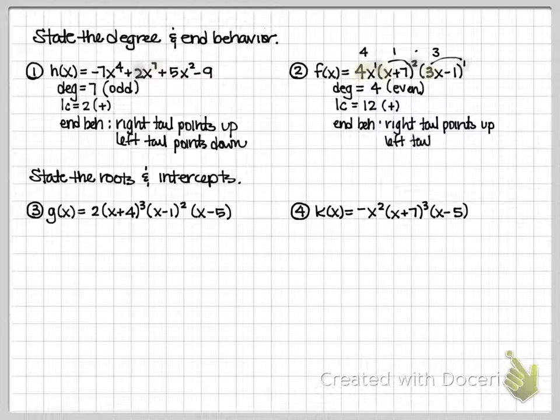So the left tail, even number, which means they point in the same direction. So that's also going to point up. All right. Moving on to question number 3 for finding roots and x-intercepts.